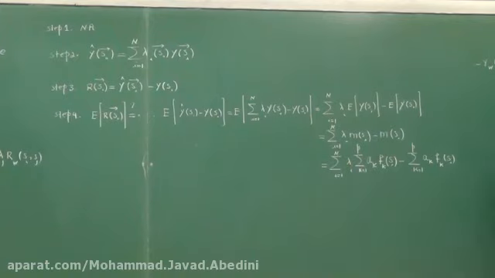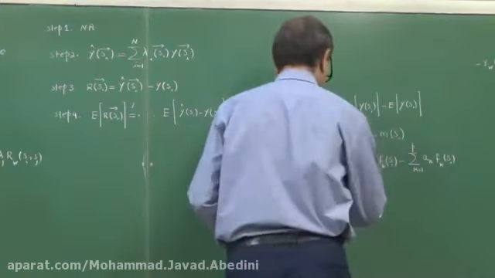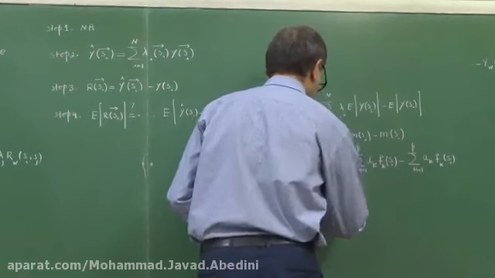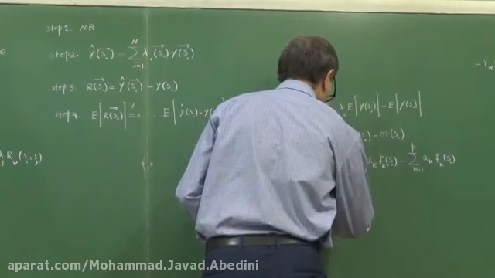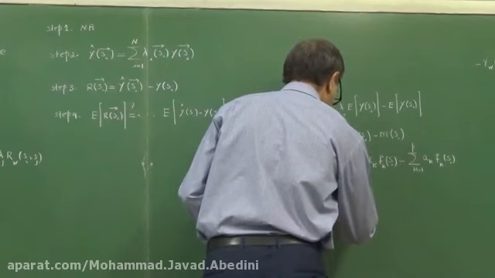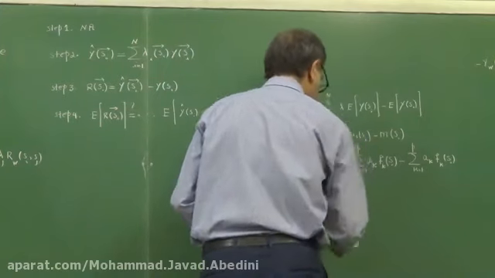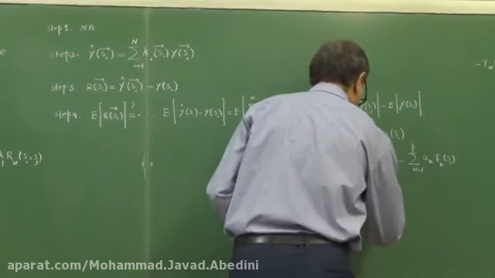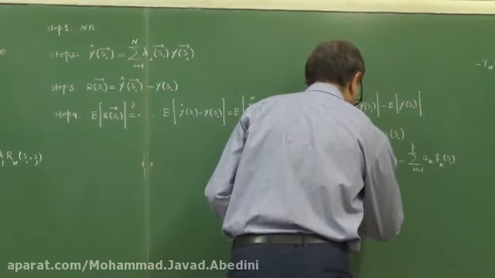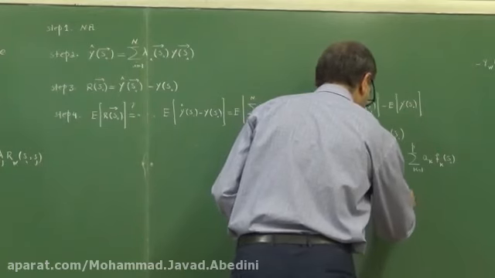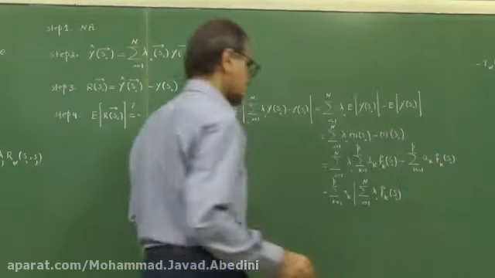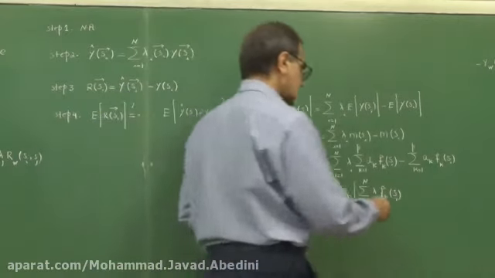We can factor out summation k from 1 to p, a sub k, and then summation i from 1 to n, lambda i, f sub k computed at s_i, minus f sub k at s0.